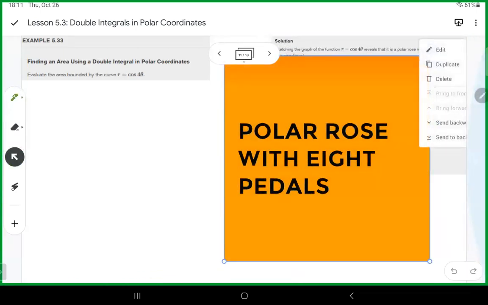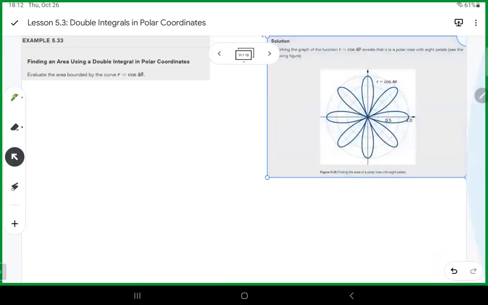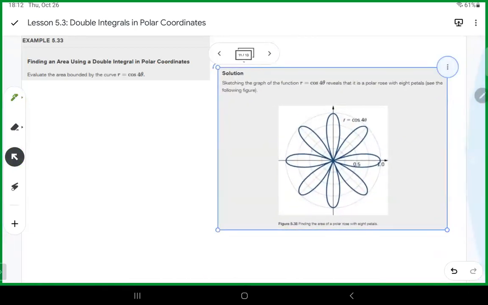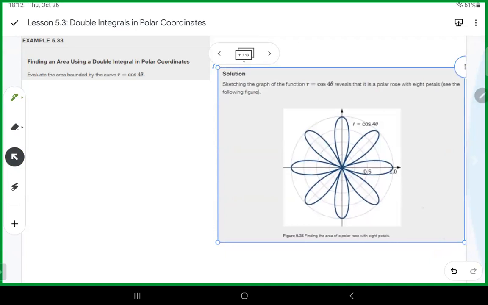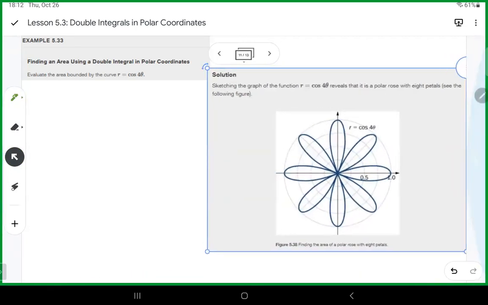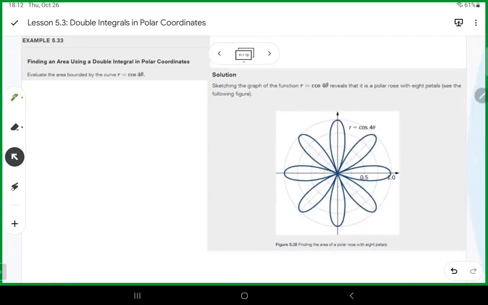And if you guys haven't seen this stuff before, it's so cool. It's super cute. Probably one of the coolest things to do. These polar coordinates and polar graphs are just so much fun.